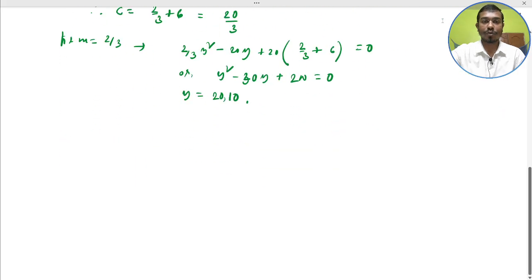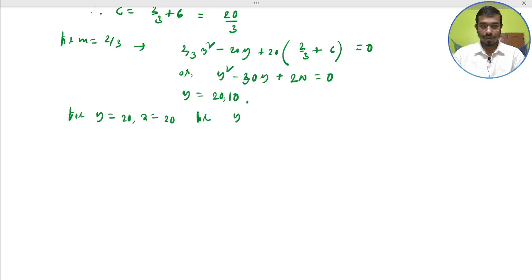So simplify for two values. First one, for y equal to 20, x equal to 20. For y equal to 10, x equal to 5. Okay.